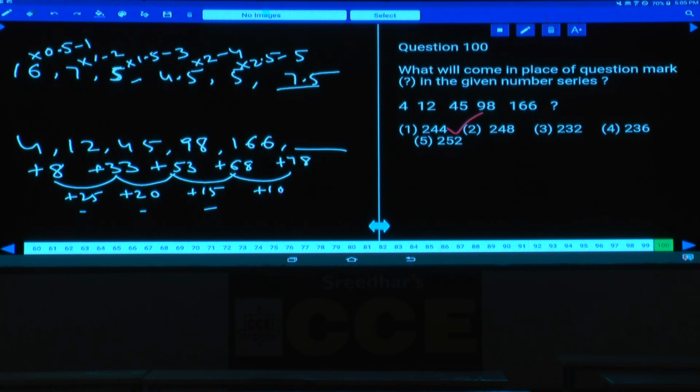78. Now 166 plus 78. Then what is your answer here? 166 plus 78, the last digit must be 4. Now only in choice 1 you are having that 4, 244. Now this is about paper number 93, question numbers 96 to 100.